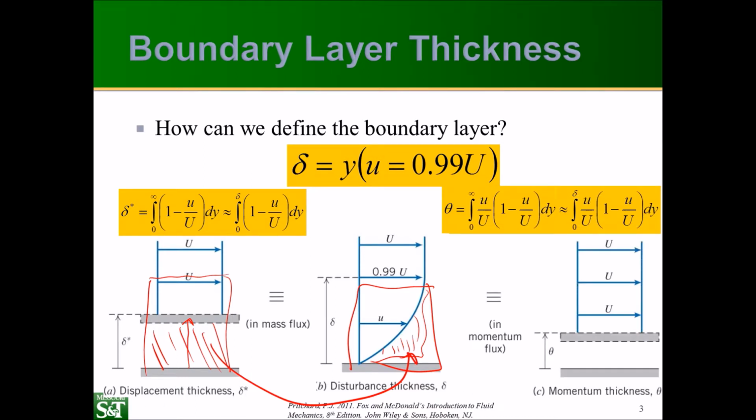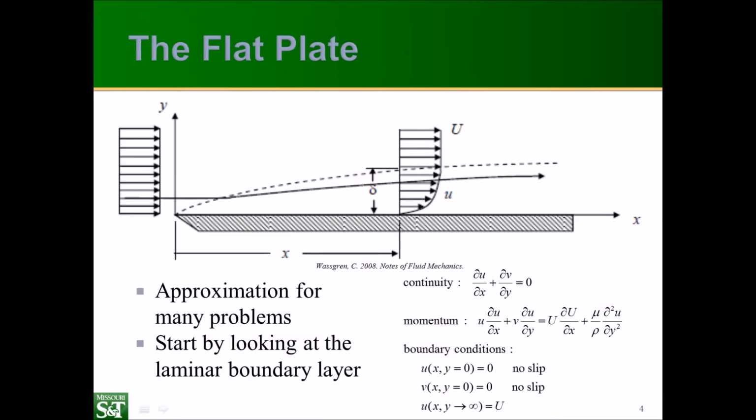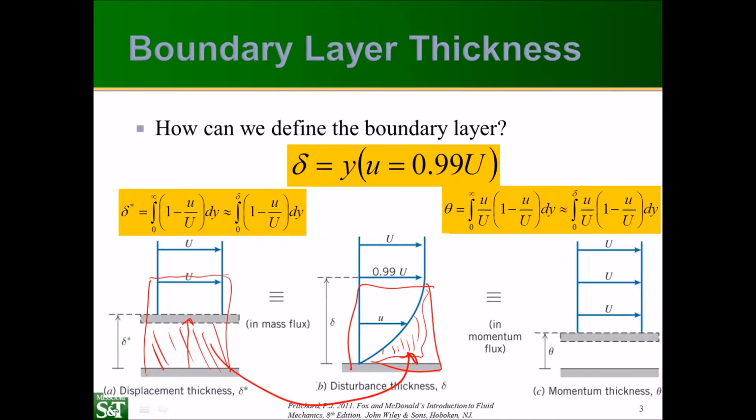We also have the momentum thickness, or theta. Now, this idea is the same as for the displacement thickness, but instead of mass, we're looking at momentum. So the idea here is it's the distance that this surface would have to move to maintain the same momentum flux as the real case if the flow were inviscid. So it's based on the same idea as displacement thickness, but we have a different quantity of interest.